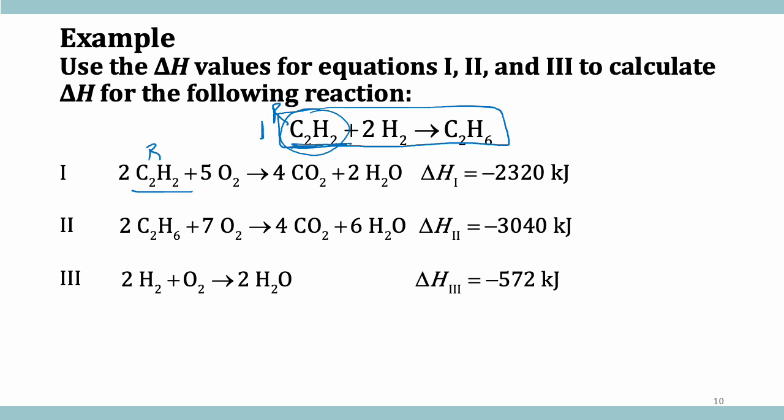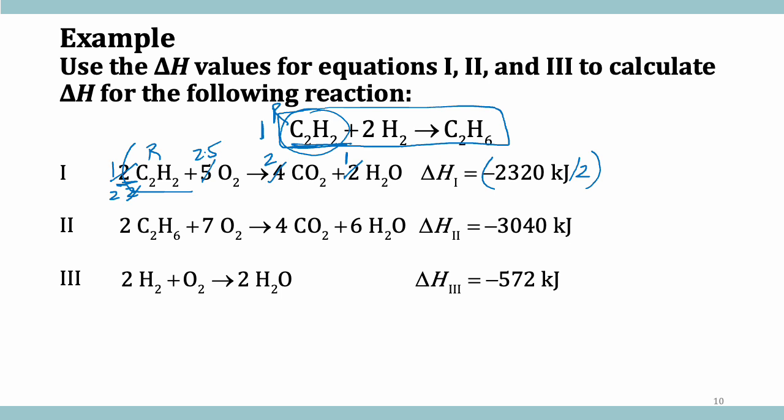I want 1. This is 2, which means I have to divide this by 2. So you have to divide everything by 2. So this is 2 by 2, which is 1. This will become 2.5. This will become 2. This will become 1, which means delta H will become this divided by 2.